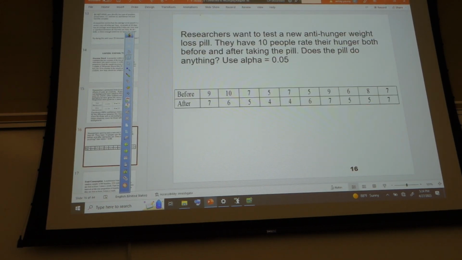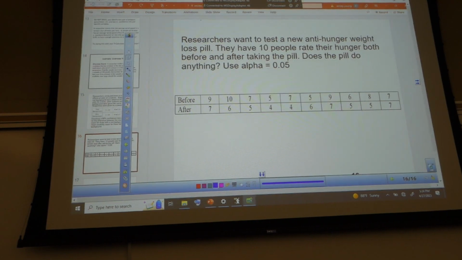All right, Sean, go ahead and read this one. Researchers want to test a new anti-hunger weight loss pill. They have 10 people rate the hunger both before and after taking the pill. Does the pill do anything? Use alpha equals 0.05. Great. Take 30 seconds with your neighbors and figure out what kind of problem this one is.